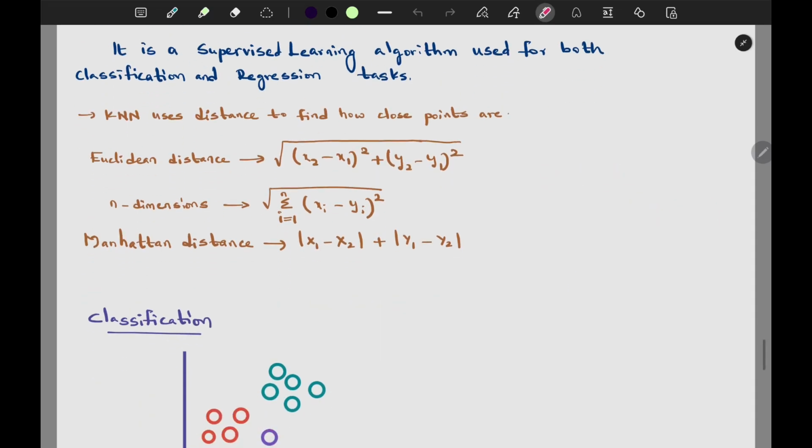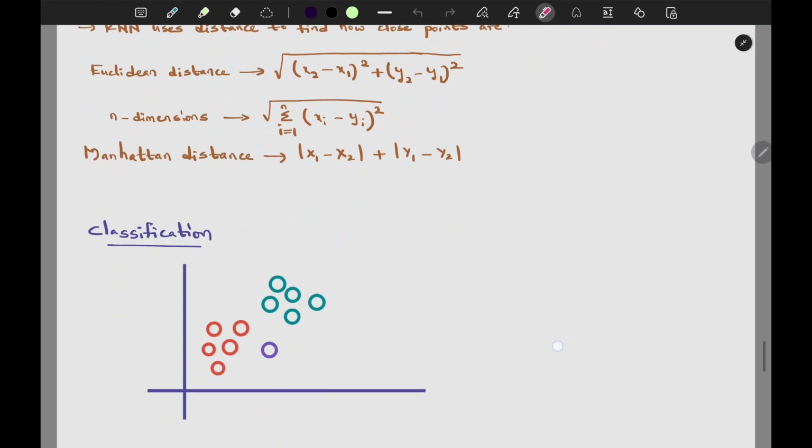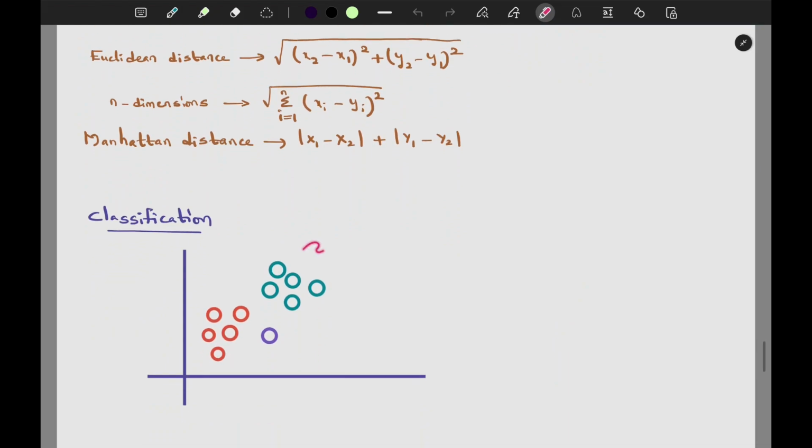So now let's go ahead with the classification task. Just consider this as a yes or no. So I have classified a few points, either yes or no. Now I want to consider my new point and I want to determine whether this belongs to the yes classification or the no classification based on the nearest neighbors' distance.